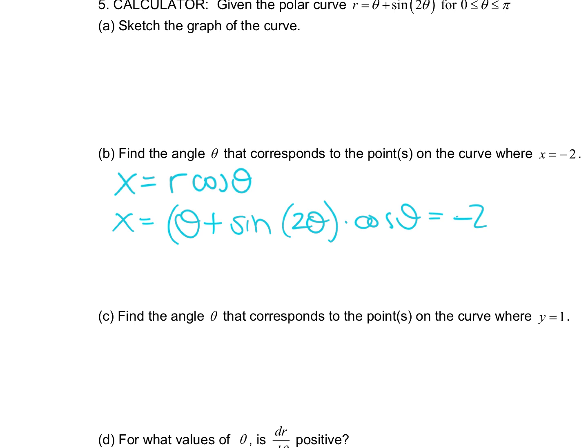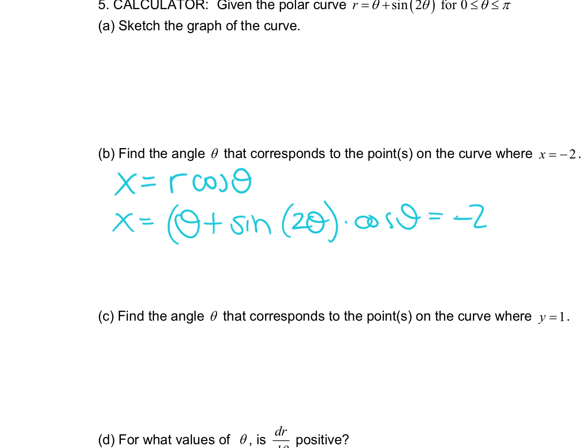Negative 2. This is not going to be anything close to what that graph looks like in polar. It doesn't matter what that graph looks like. What matters is that when I graph it, I am going to be able to find where this graph actually equals negative 2. Okay? Yeah, intersections. That is it. Okay?